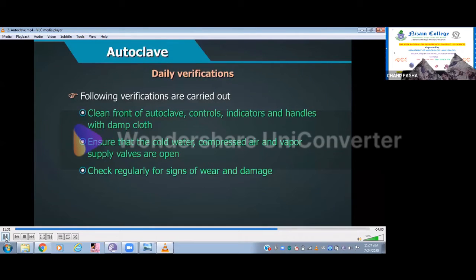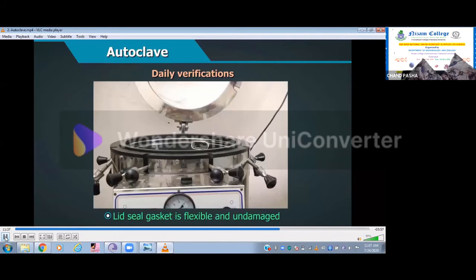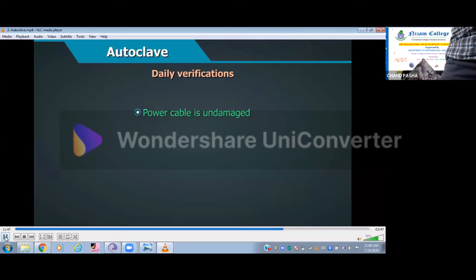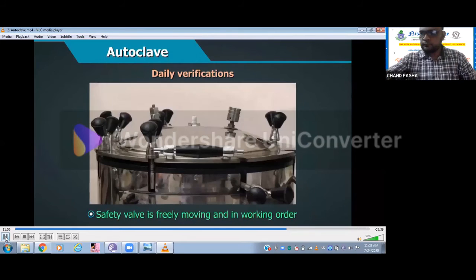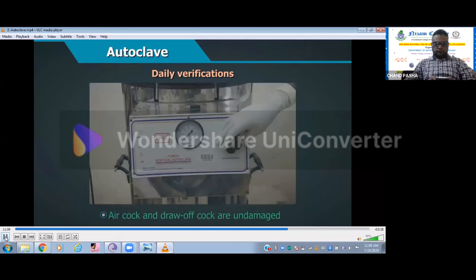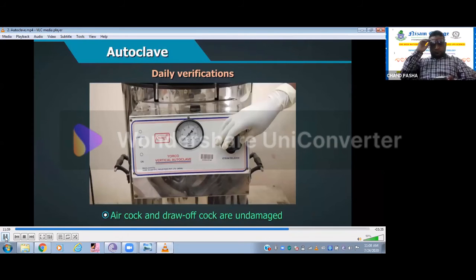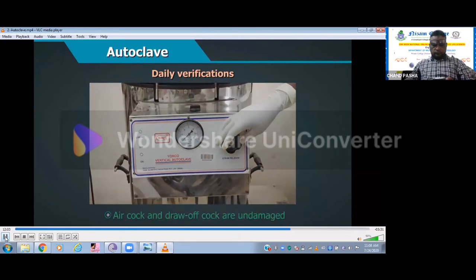Check regularly for signs of wear and damage. Examine particularly whether the lead seal gasket is flexible and undamaged and is not allowing steam to escape from the lid. The power cable is undamaged. The pressure gauge is in working order and reading 0 at atmospheric pressure. The safety valve is freely moving and in working order. The air cock and the draw-off cock are undamaged and working correctly with no leakage from seals.